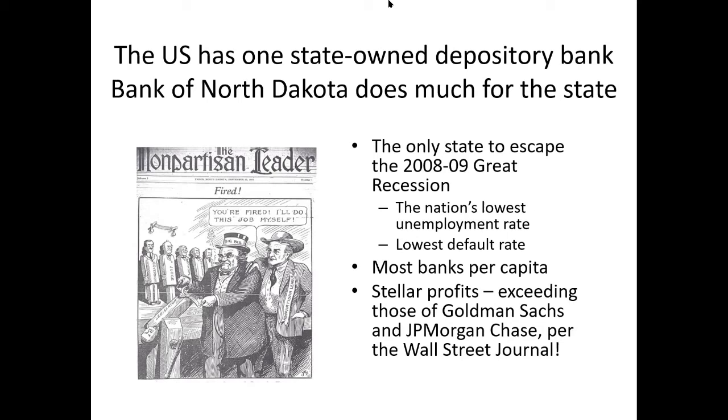So what other things does North Dakota produce? It has the nation's lowest unemployment rate, lowest default rate, say in student loans and credit card default, and one of the lowest home foreclosure rates. It has the most banks per capita because it works together with community banks and credit unions to make loans jointly with them. It actually strengthens that system. And its profits are outstanding. The Bank of North Dakota has averaged 20% return on equity for the past 20 years. This is much better than Goldman Sachs or JP Morgan Chase, who also actually failed or had to be bailed out during this same period.